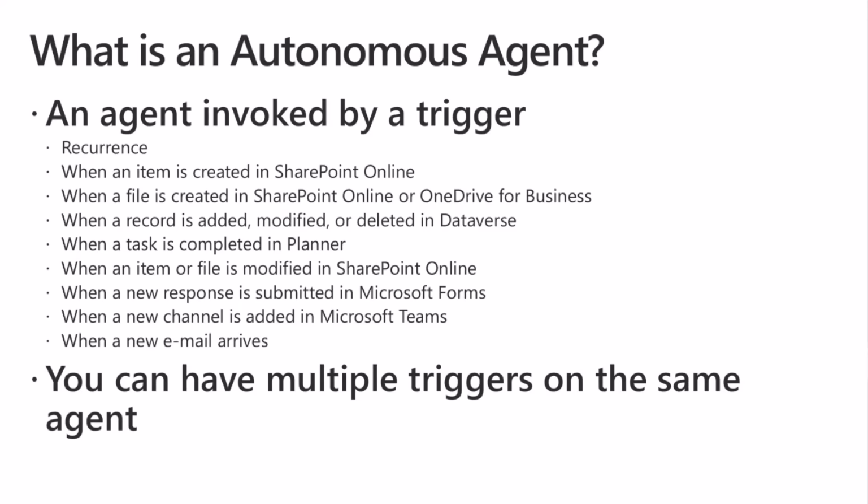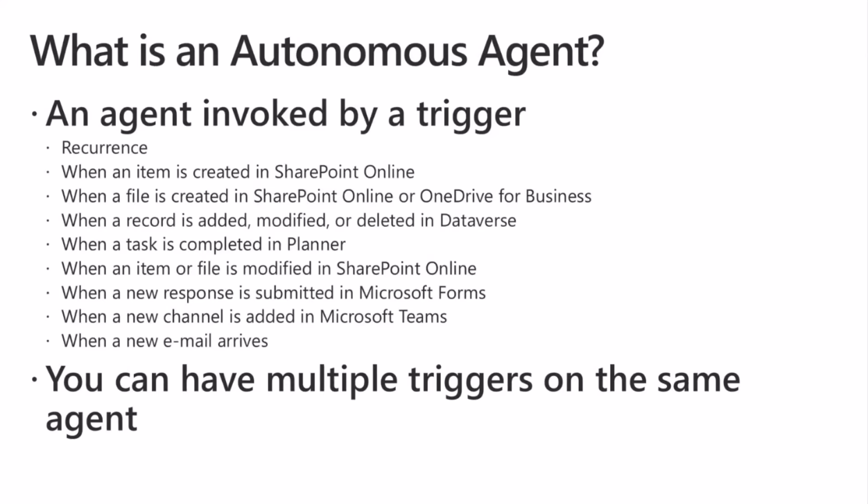Well, an autonomous agent is an agent that can be invoked by a trigger, and the trigger can be just a recurrent trigger, so you can set a schedule, or can be a trigger based, for example, on an item created in SharePoint Online, or on a file created in SharePoint Online or OneDrive for Business, or many more options like a task completed in Planner, or a new response submitted in Microsoft Forms, and so on and so forth. So plenty of options to trigger an agent and let the intelligence behind the scenes of an agent process the content of the event that triggered the agent itself.